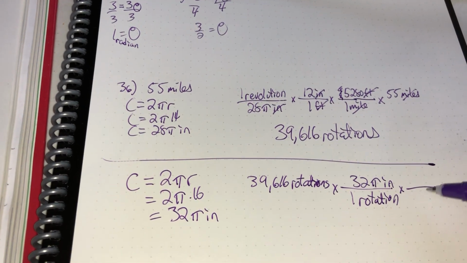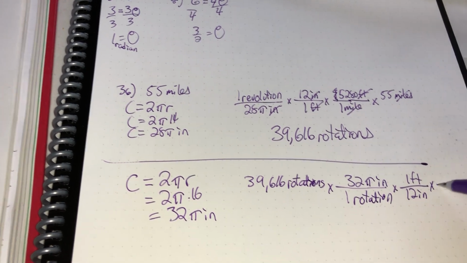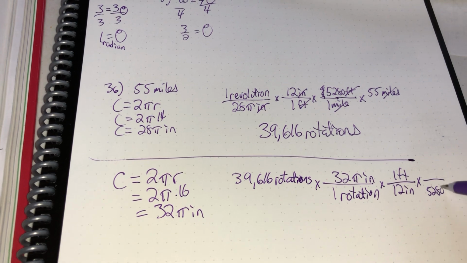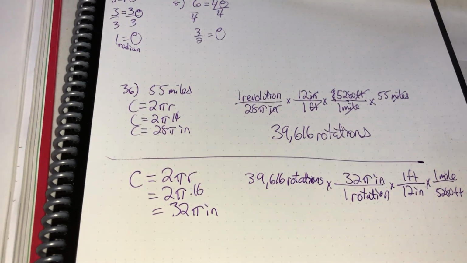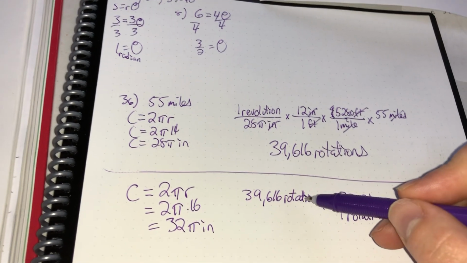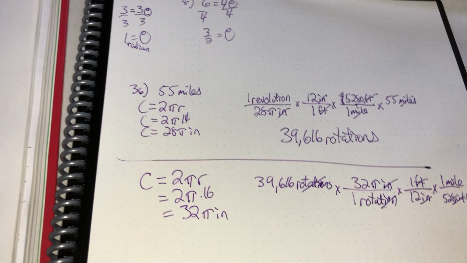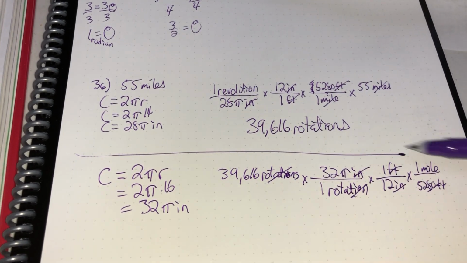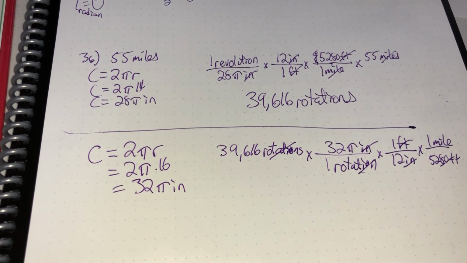So I've got to change inches to miles again. So I have inches on the top, now I want inches on the bottom. There's 12 inches in 1 foot. There are 5,280 feet in 1 mile. And now if I stop here, let's check out the units. Rotations, rotations, inches, inches, feet, feet. So if I do this math correctly, it will tell me how many miles I've gone.